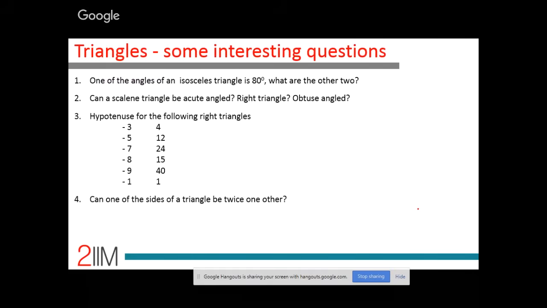I'm going to skip this. The Pythagorean triplets: 3, 4, 5; 5, 12, 13; 7, 24, 25; 8, 15, 17; 9, 40. The last one is not a Pythagorean triplet. A Pythagorean triplet is a set of three natural numbers that satisfy Pythagoras theorem. This is 1, 1, root 2. It's an isosceles right angle triangle. Sides in the ratio 1:1:root 2.